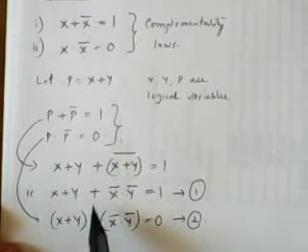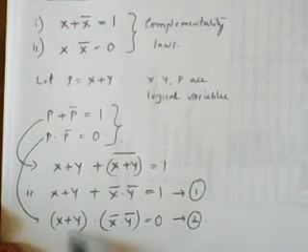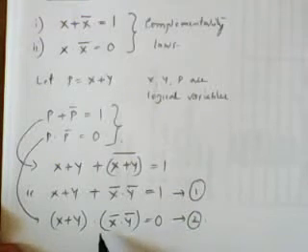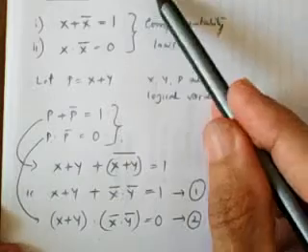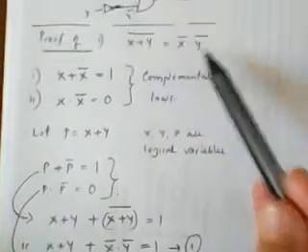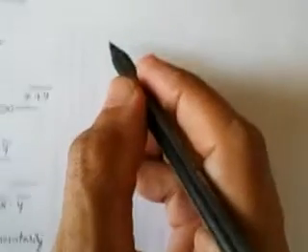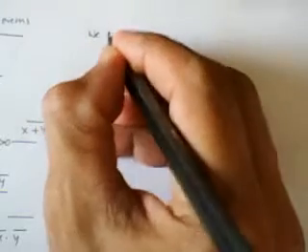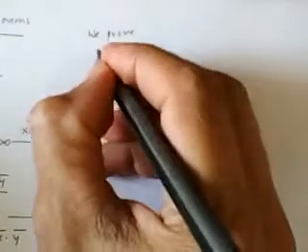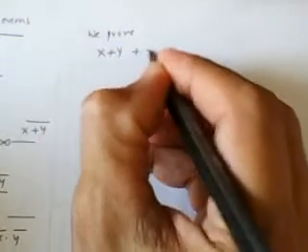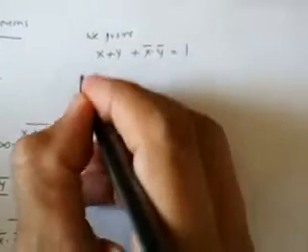Now if you prove that this expression is equal to 1 and the second expression is equal to 0, it is as good as proving the theorem, because we have assumed that x plus y whole bar is x bar dot y bar. Now I will prove. So let us prove equation 1 here, that is x plus y plus x bar dot y bar is equal to 1. Now take LHS.